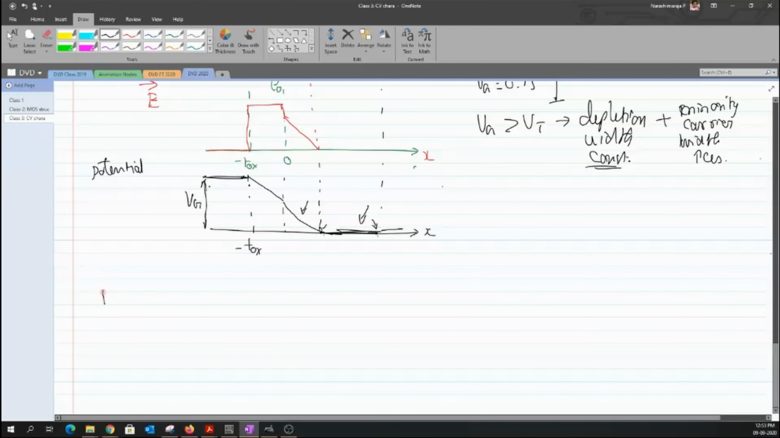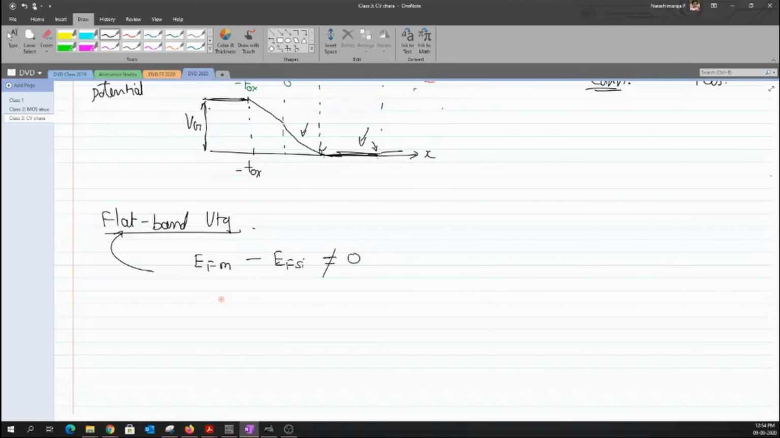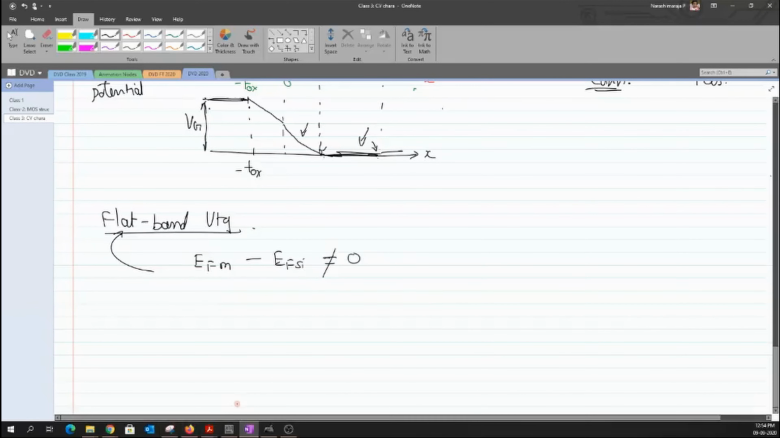We have something known as flat band voltage. This is a voltage that exists due to the difference between the Fermi level of the metal and the Fermi level of your semiconductor. So whenever the Fermi levels are not equal, you will have something known as flat band voltage. And now you might wonder, I'm jumping from field theory to what is known as semiconductor physics. So it's time for us to move from here to here. Let me quickly take the same MOS structure.